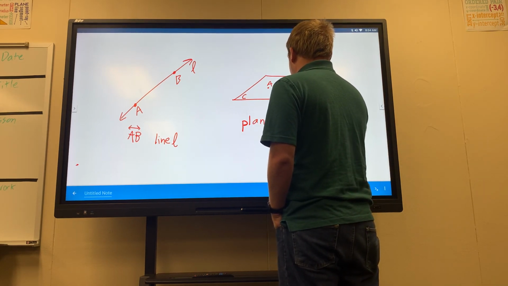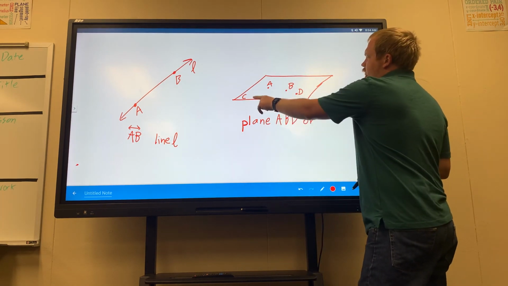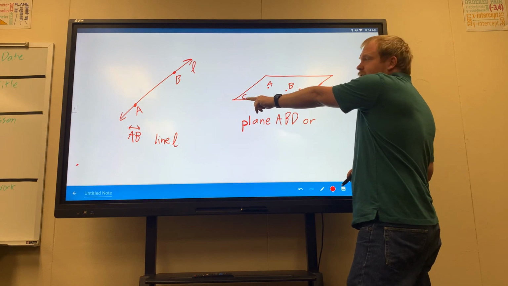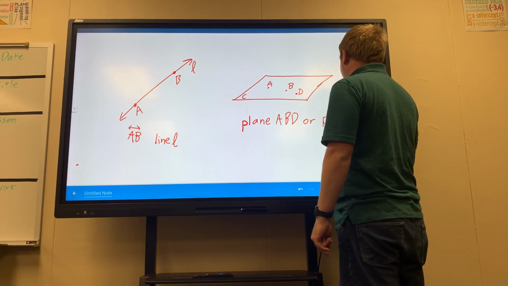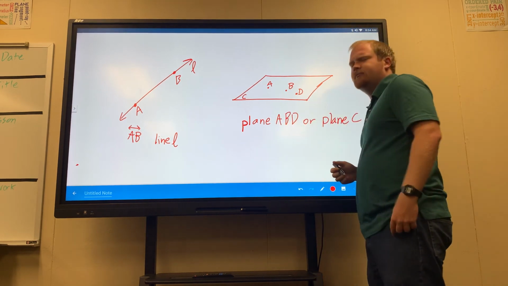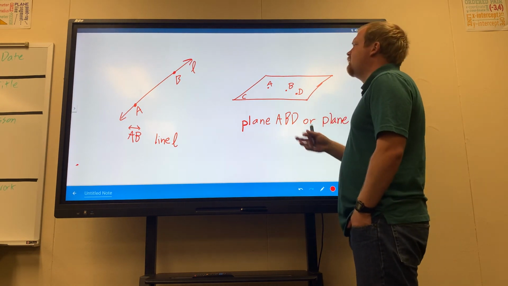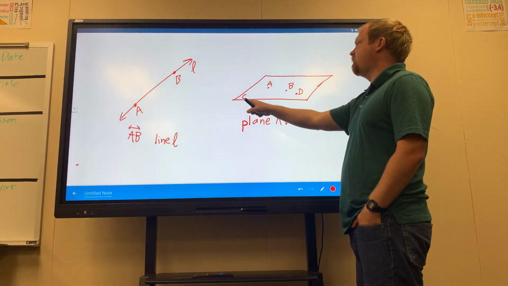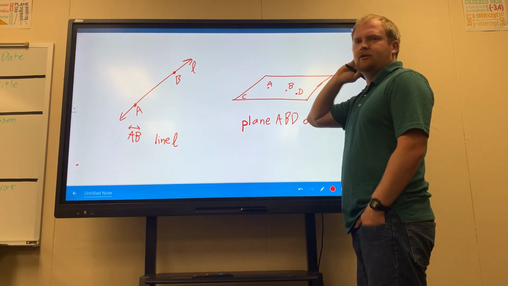A, B, D. Or if you look at the corners here, notice I have a C right here. If you have a letter at one of the corners, you can say plane C. Okay? So there may be a problem when they're asking, identify 3 points on plane C. That's what they're referring to in the corner.